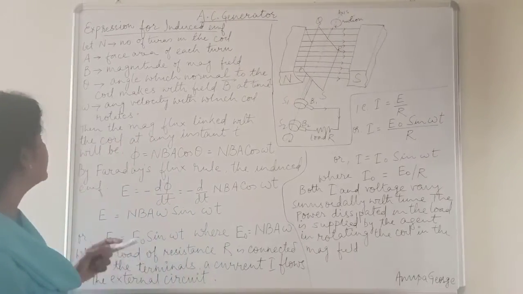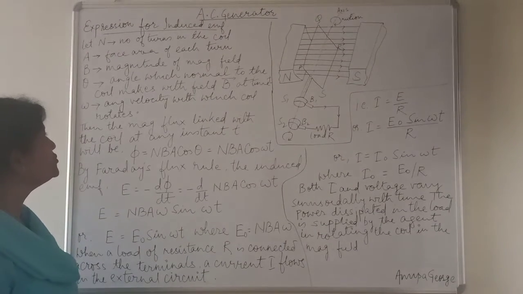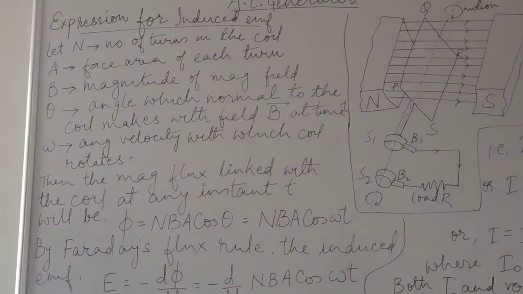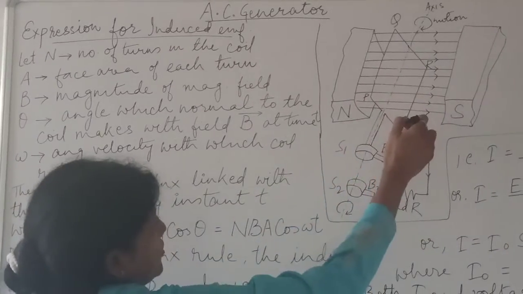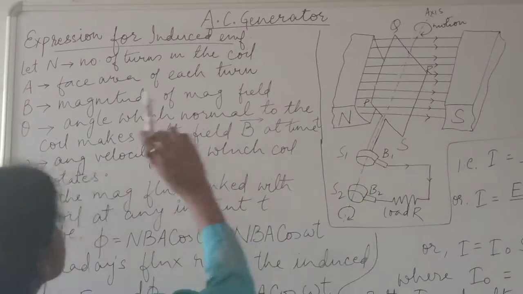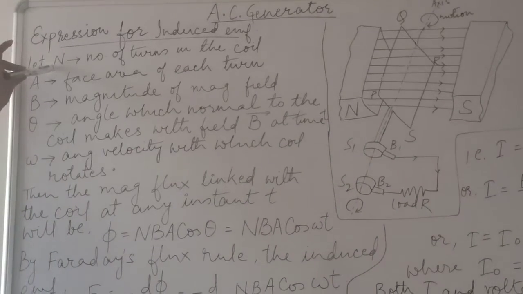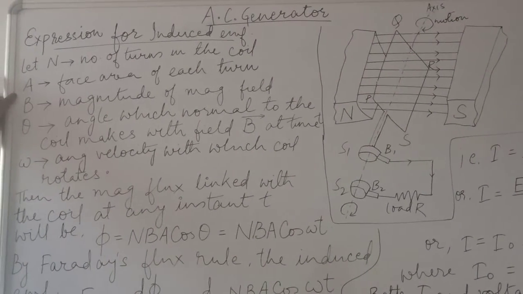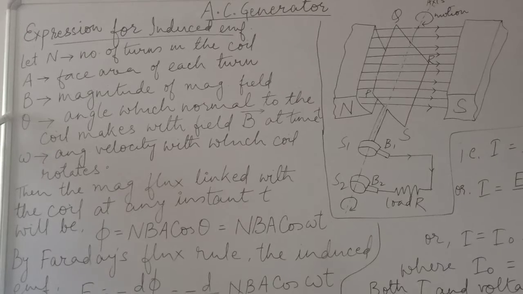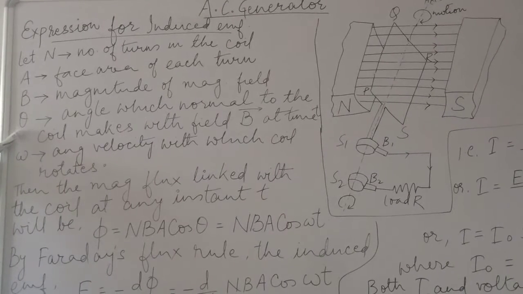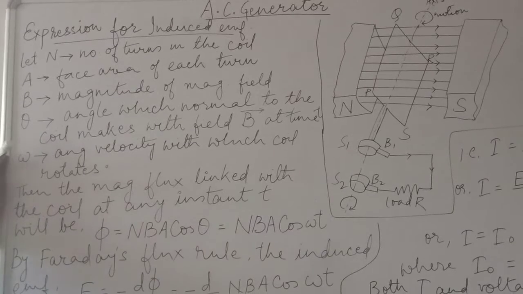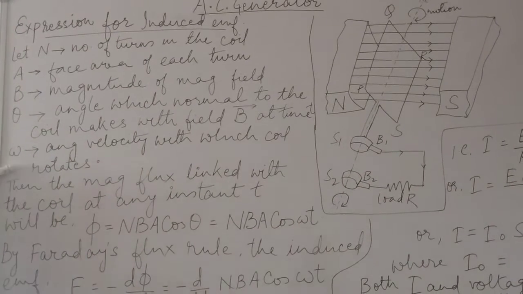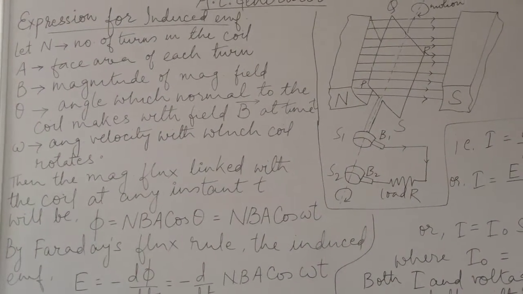Now, expression for induced EMF. Let N be the number of turns in the coil. Here we are having one rectangular coil PQRS. So let N be the number of turns in the coil, A be the face area of each turn, B the magnitude of magnetic field, theta the angle which the normal to the coil makes with field B at time t, and omega the angular velocity with which the coil rotates.